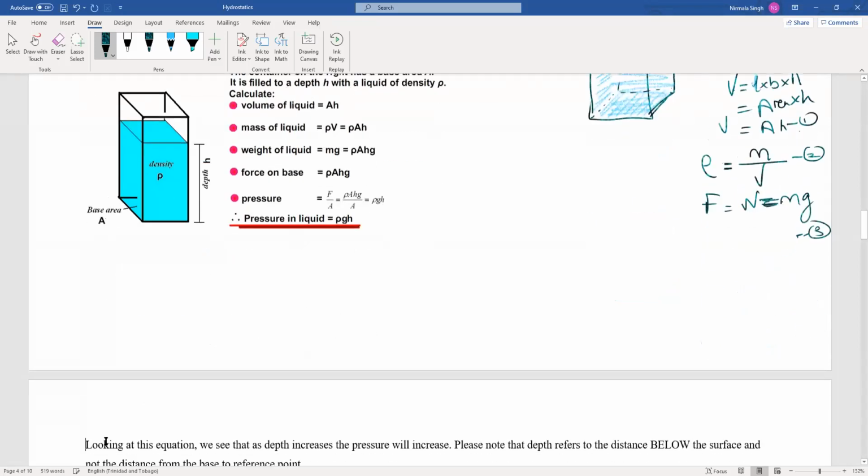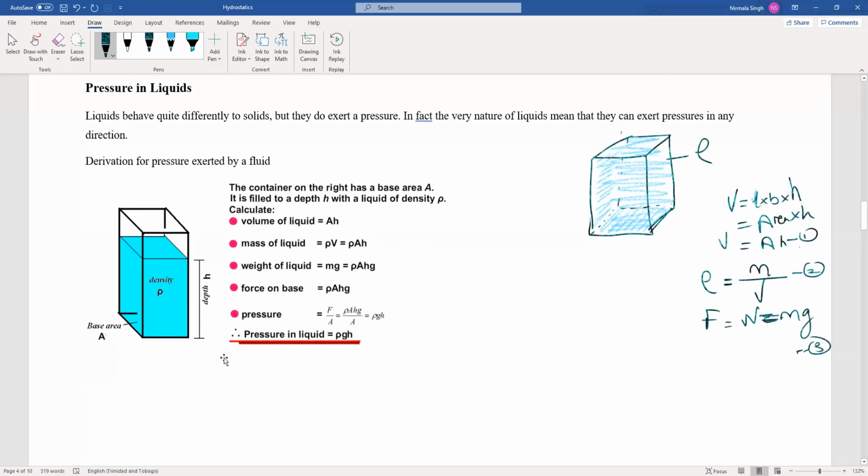I want to determine what is the pressure at the base of my container. I want to know the pressure of the liquid, because all the liquid is going to be acting down onto the base of this container. So we want to work out the pressure at the base. Let's start it up. Pressure is equal to force over area.